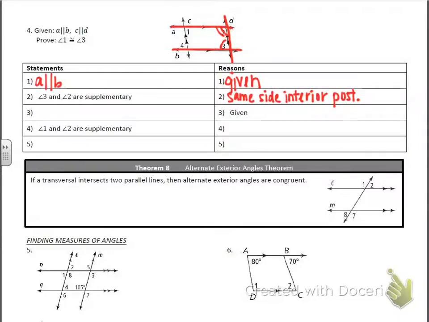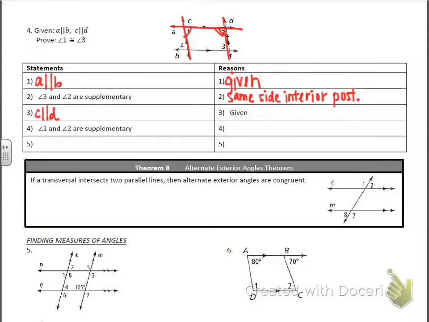So number 3, sorry, I just need to stretch a little bit. Number 3, the reason is given. So what's the other given statement? C is parallel to D. And then it says angle 1 and angle 2 are supplementary. So let me erase what I have right here. And let's do the next part. So we're talking about C is parallel to D, and it's telling me that 1 and 2 are supplementary.